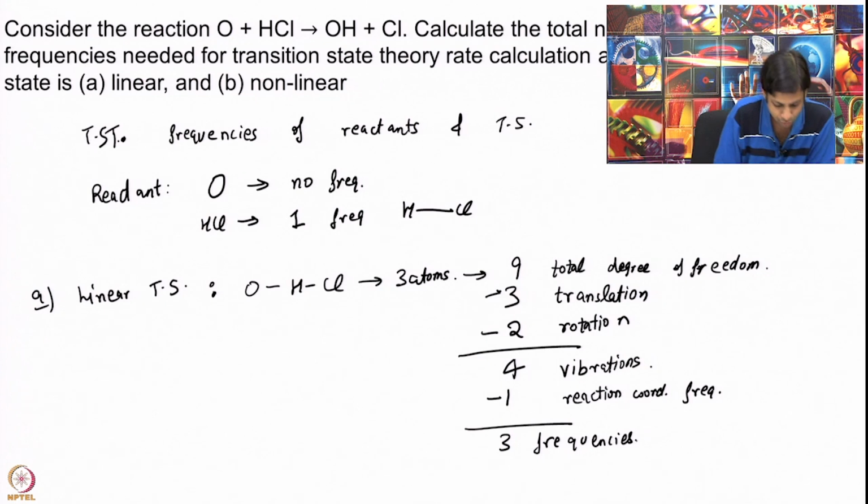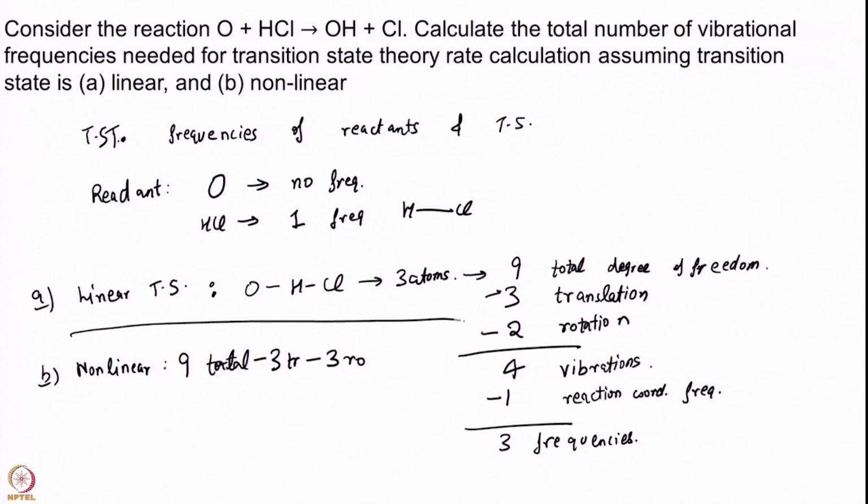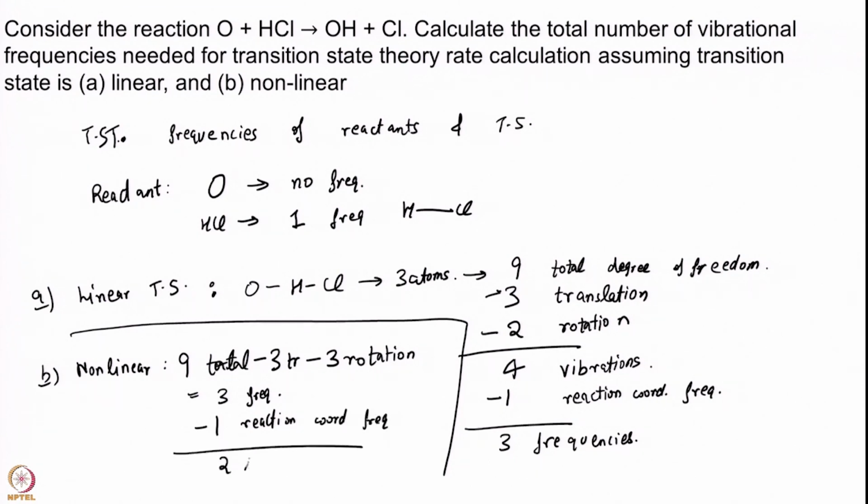Okay. Now, for B non-linear, I will do the same math. I will have 9 total minus 3 translational minus 3 rotations. So, a non-linear molecule has 3 rotations instead of 2. So, I get 3 frequencies and I subtract 1 reaction coordinate frequency. So, I get 2 frequencies.